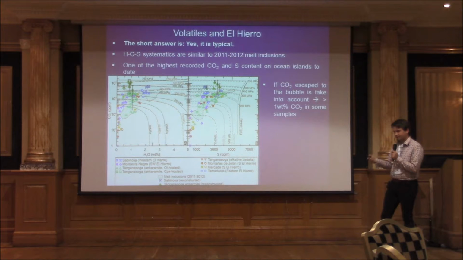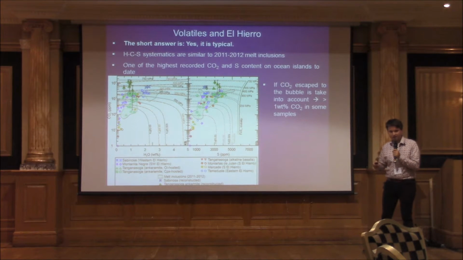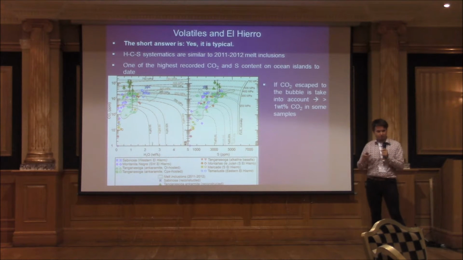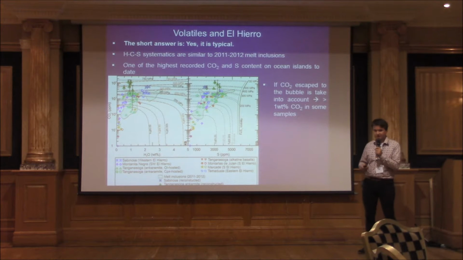Because there are these vapor bubbles where CO2 can escape to, we also have to account for these, which can be measured by Raman spectrometry to determine the concentration of CO2 in those bubbles. And after reconstructing the CO2 concentration in melt inclusions, some of the inclusions contain up to 1 weight% carbon dioxide, which is quite a lot.